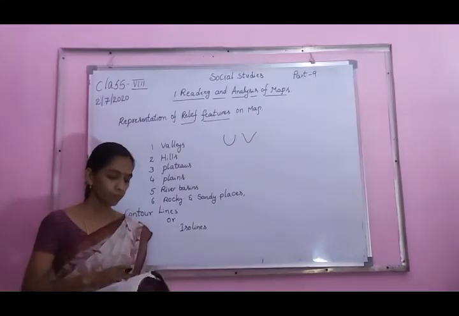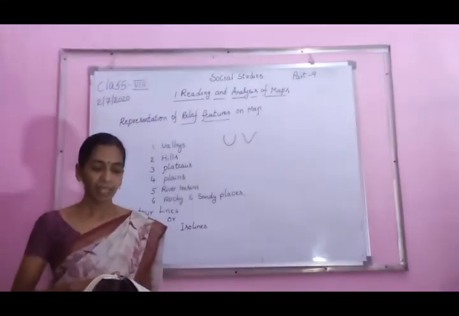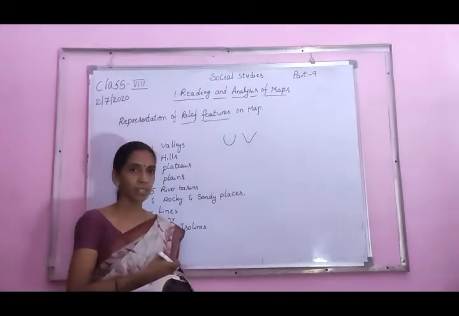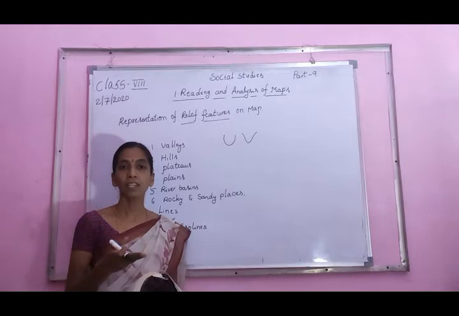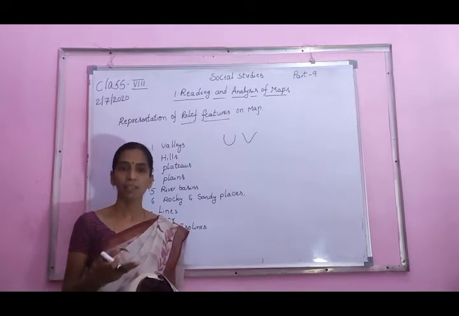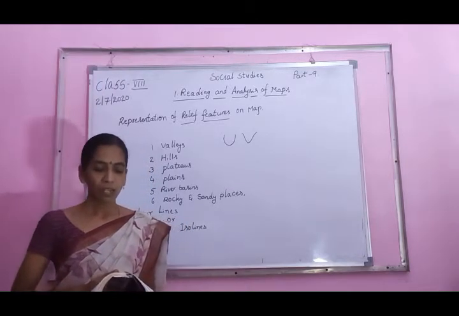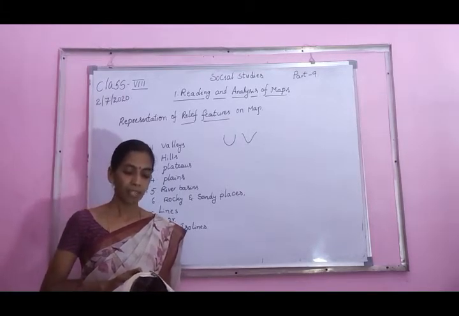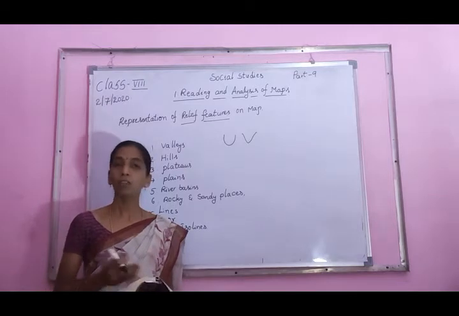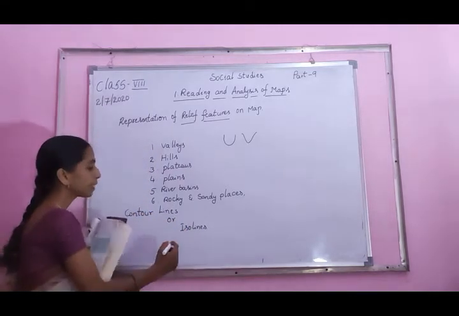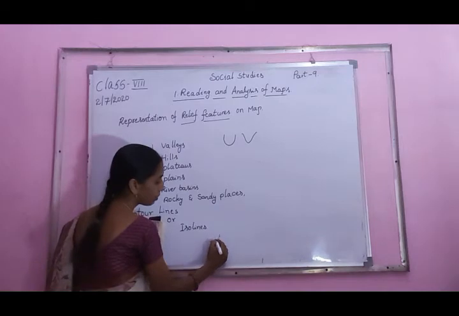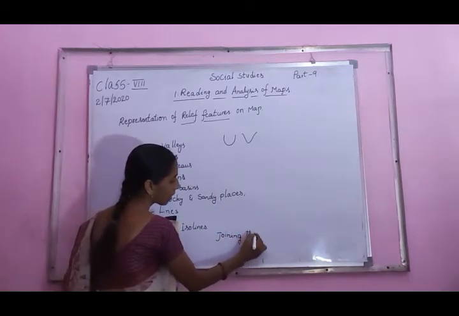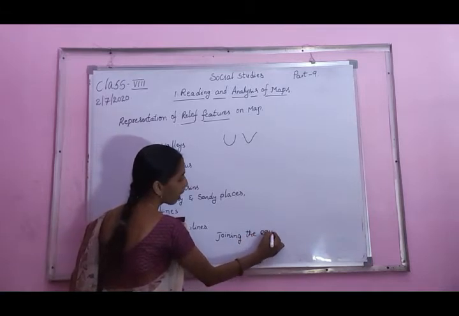You read about them in class 7th. Already in class 7th you learned about contour lines. Contours are lines on a map joining places of the same height measured from the sea level. Contour lines mean joining equal heights. This line joins the equal heights.